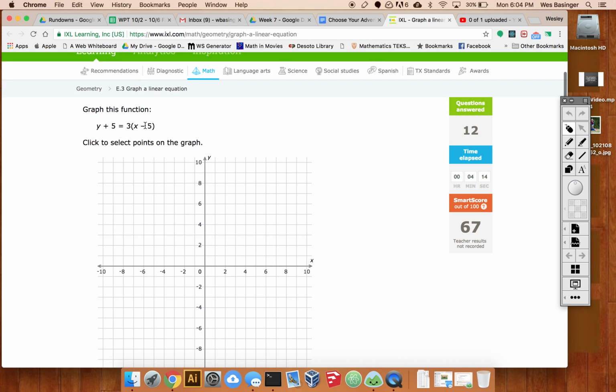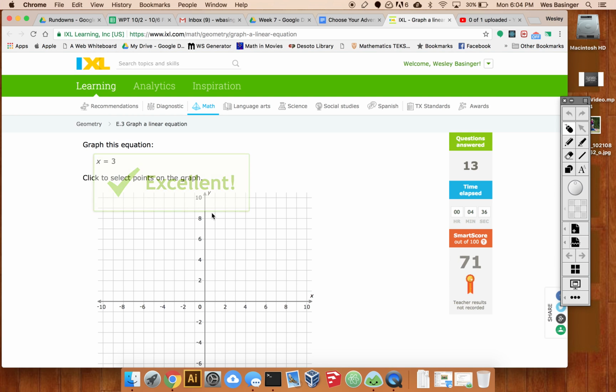We've got positive 5 because you flip whatever this is, and then we'll make this negative 5 because you flip it. So we'll go over 5, and then we'll go down 5, and the slope is up 3 over 1 because it's a 3 right here. So we'll go up 3, 1, 2, 3 over 1, and I bet that works a lot better.